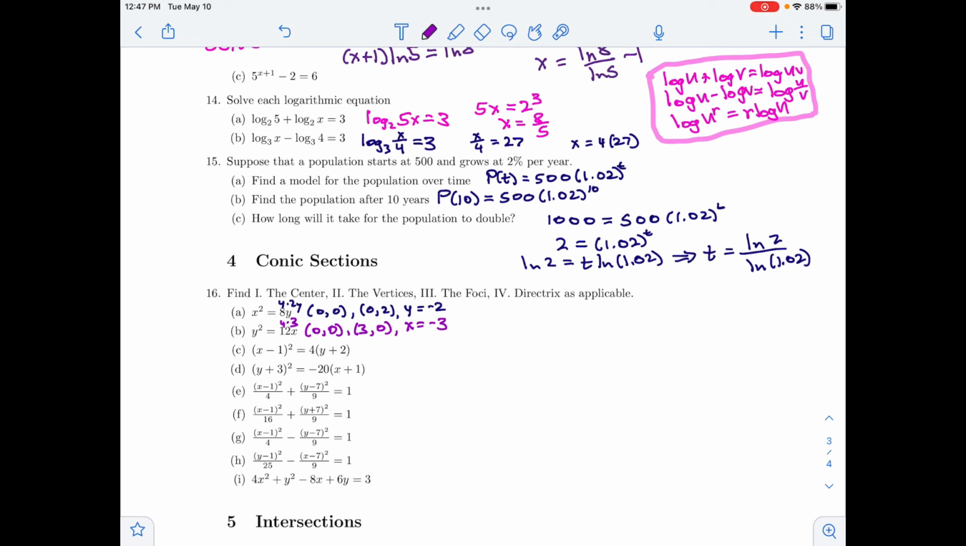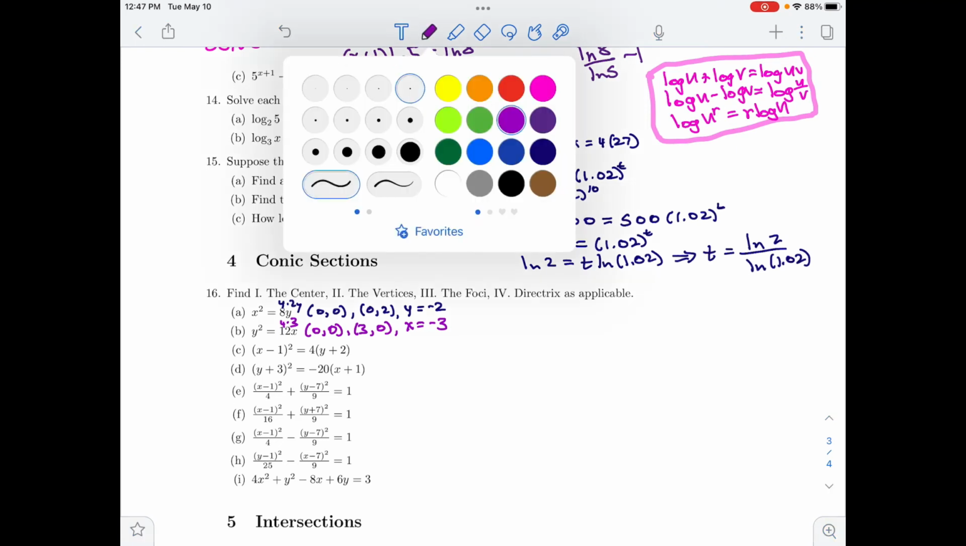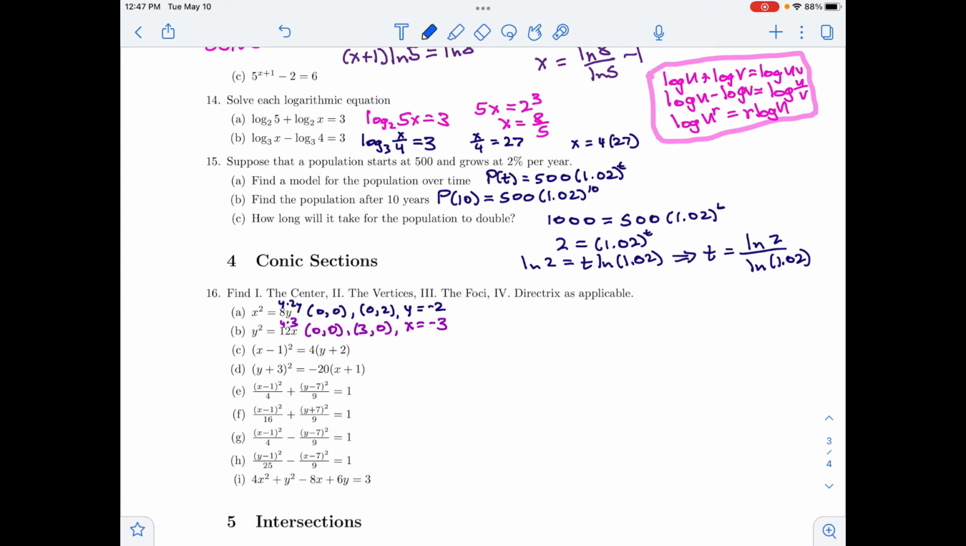Now, this next one, a parabola opening up. But this time the vertex is 1, negative 2. And remember, it's opening up. So we're going to say 1, negative 2, plus 1. The directrix is going to be y equals negative 2 minus 1, because this is 4 times 1 in here.